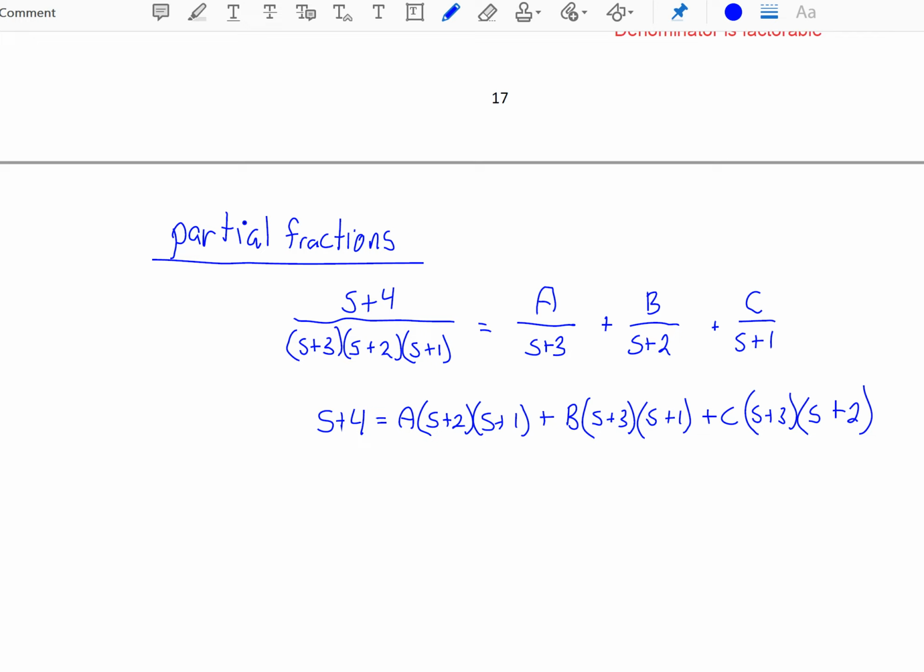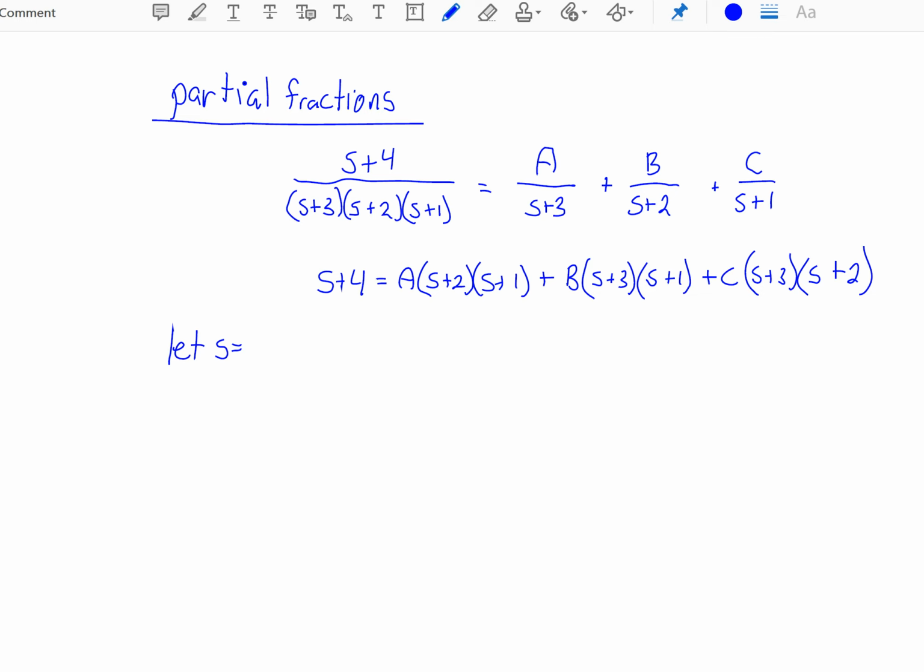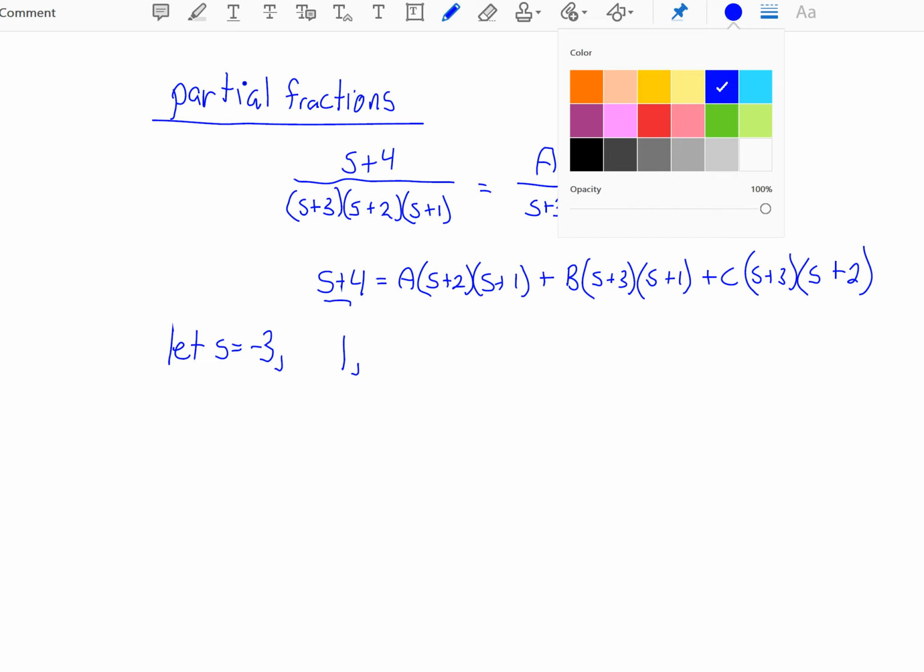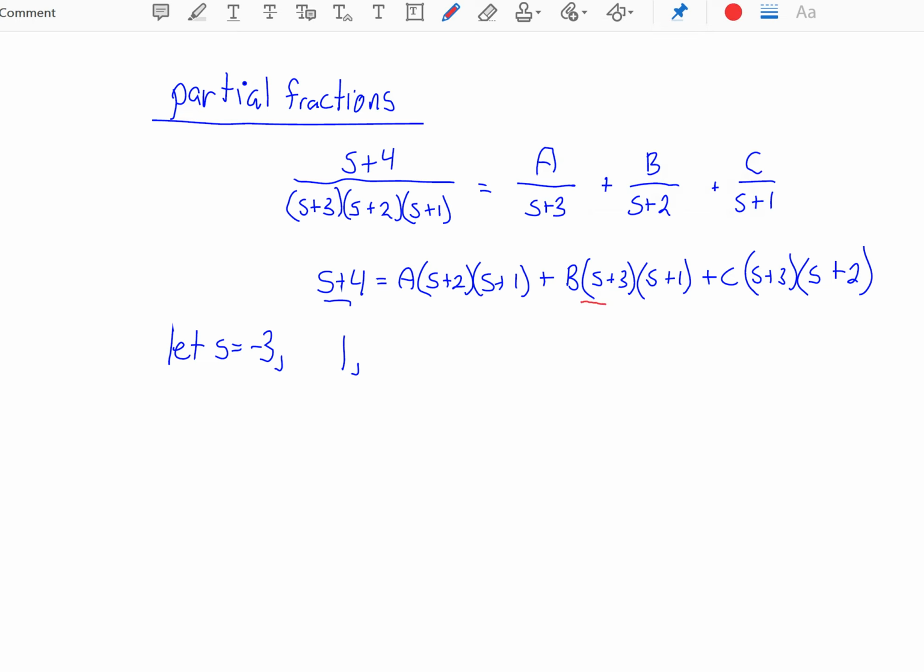Now let's choose s to be a number that will reduce the number of terms on the right-hand side of our equation. So here I'm going to let s equal -3. Now if s equals -3, then the left side of our equation becomes just 1. And if s is -3, then this factor will be 0, and so this whole term will be 0. And this factor will be 0, and so this whole term will be 0. So we only have just our first term.